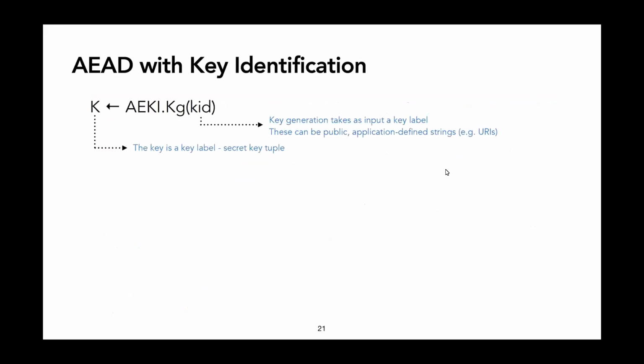An AADKI scheme is a triple of algorithms. The first is a key generation algorithm. This takes as input a key label, and this can be a public, application-defined string, such as a uniform resource identifier that key management services might use. It outputs a key, which in our setting is a key label and secret key.